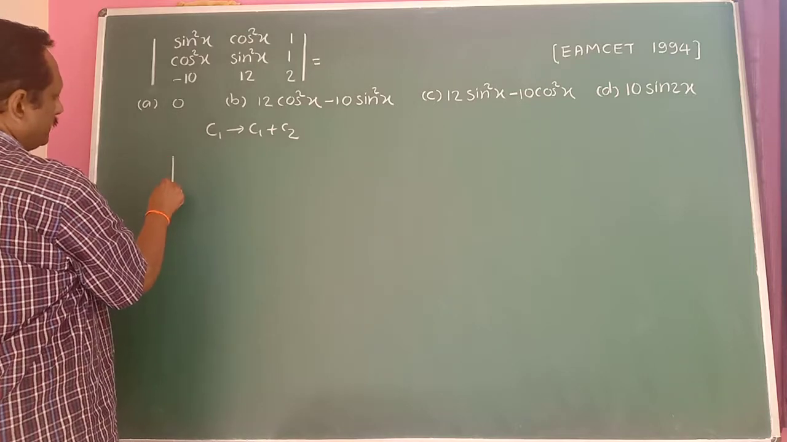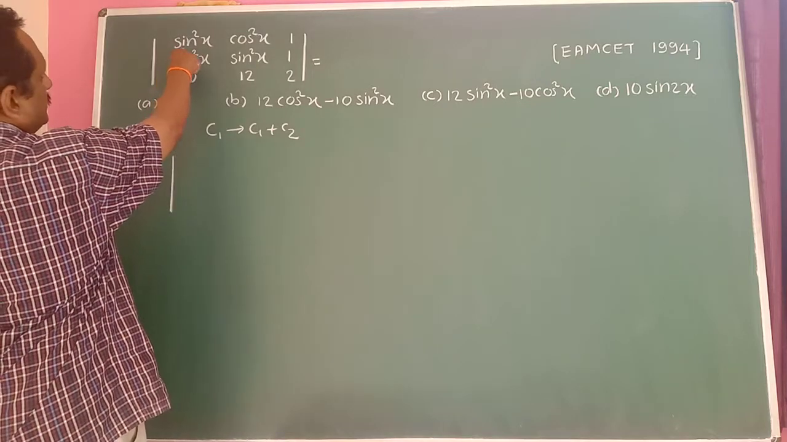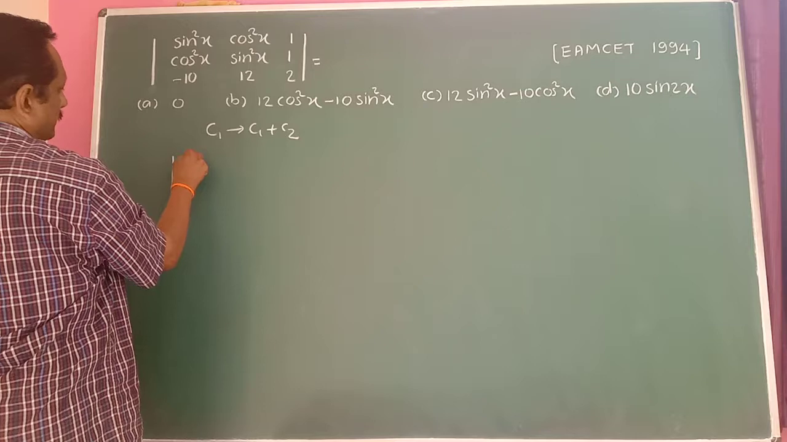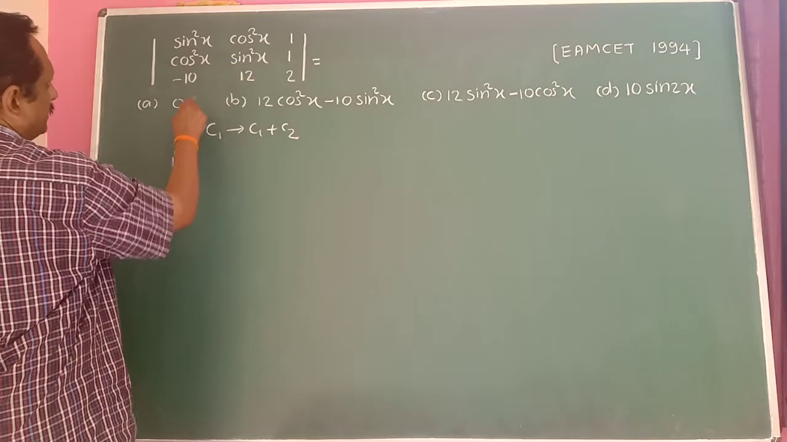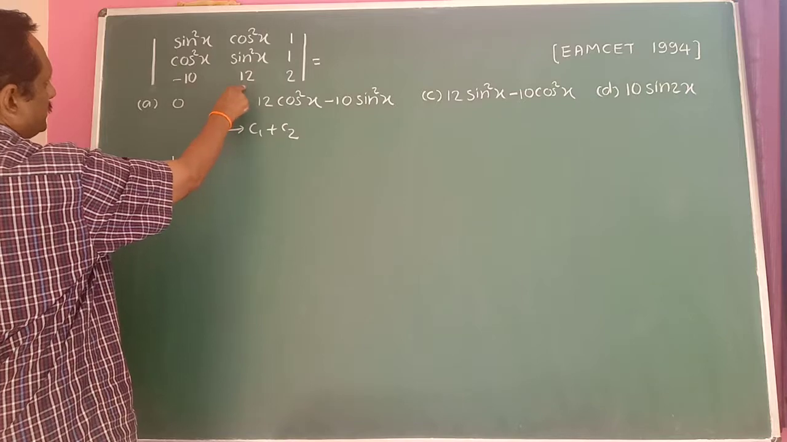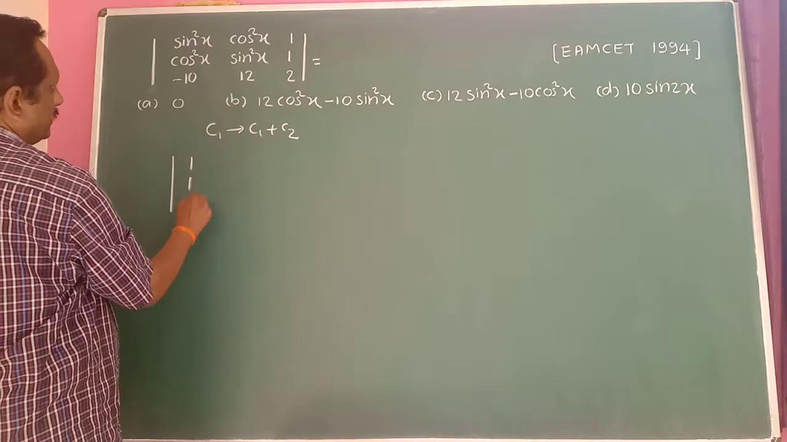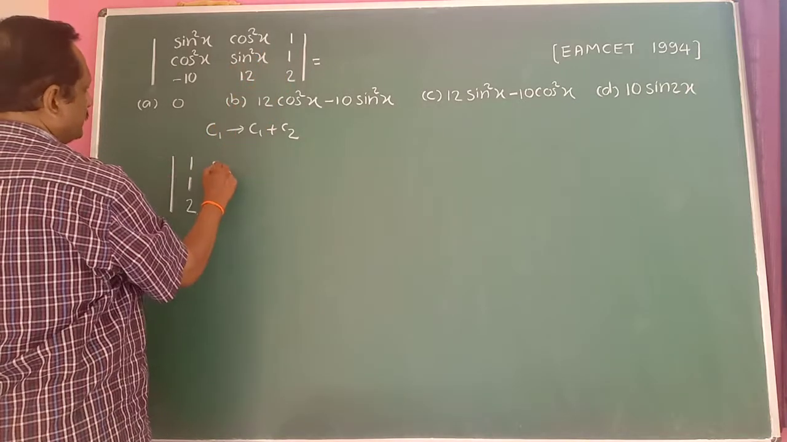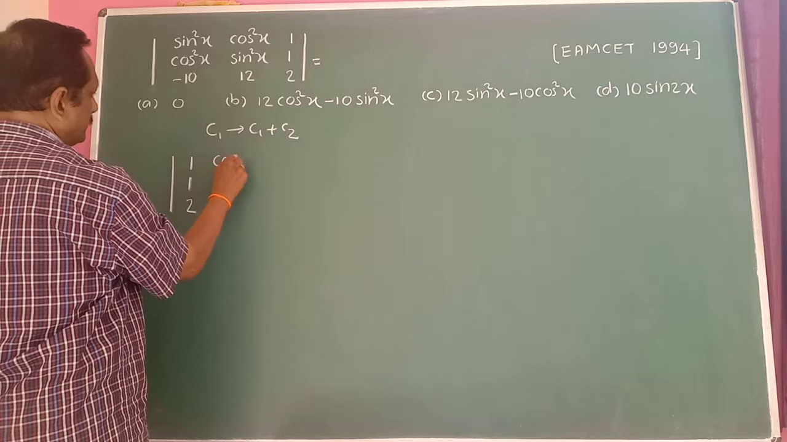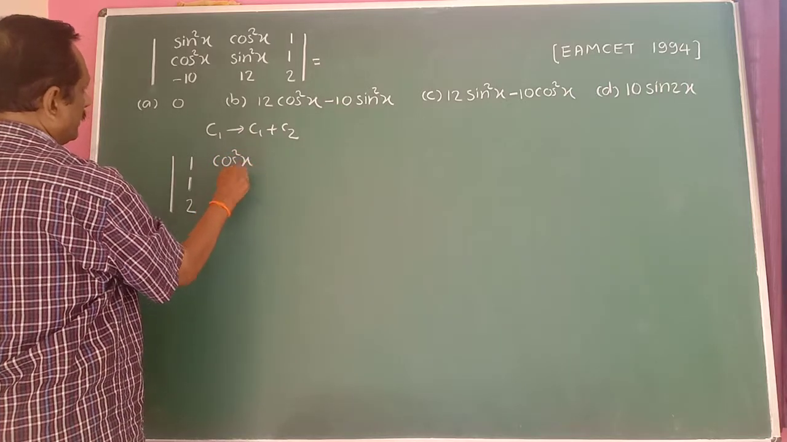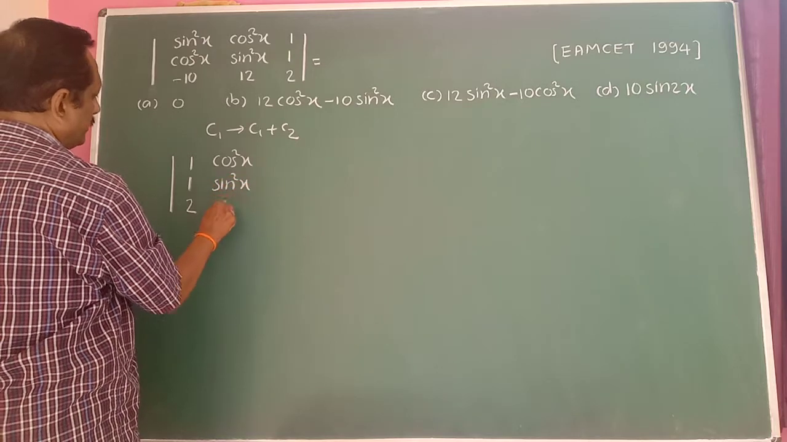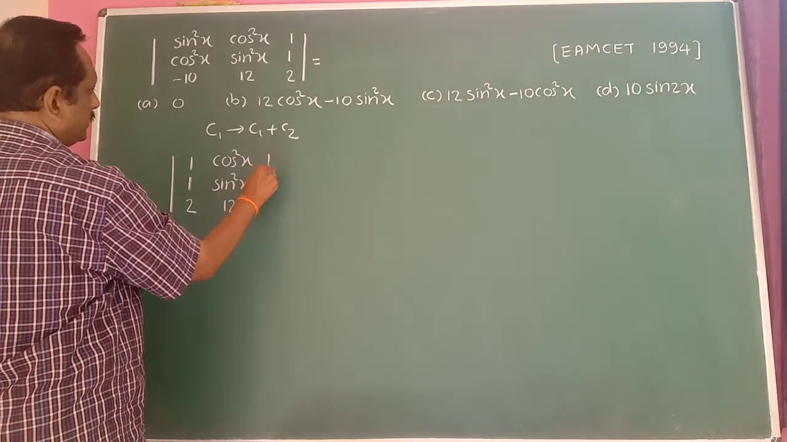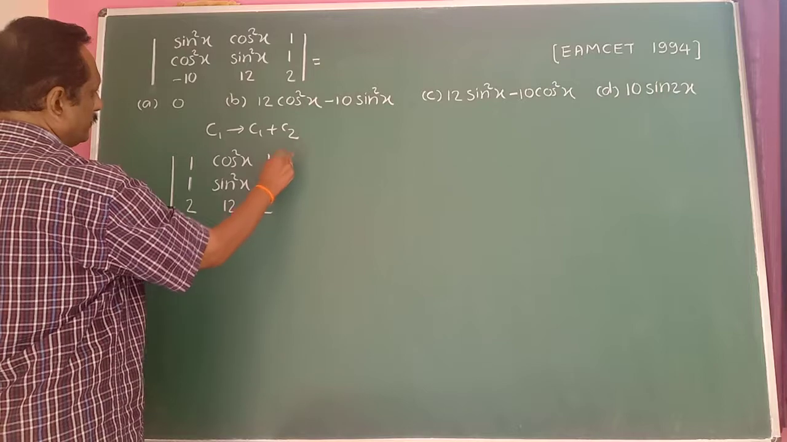Therefore the determinant: sin square x plus cos square x is 1 here, cos square x plus sin square x is 1, minus 10 plus 12 gives 2 here. These two columns are written as it is. So cos square x, then sin square x, and 1 and 2.